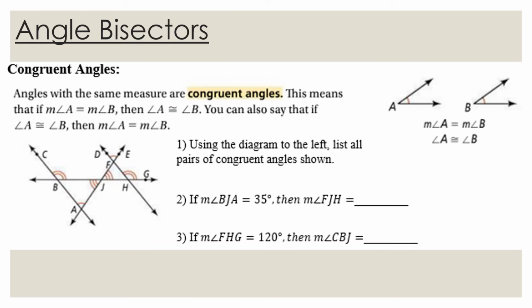Okay, angle bisectors. This is a different part. We're just putting it all in the same note. Congruent angles are angles with the same measure. That means if the measure of angle A is the measure of angle B, then A is congruent to B. You can also say that bottom part: if they are congruent, then their measures are the same. This was the same with the line segments that we did a couple days ago.